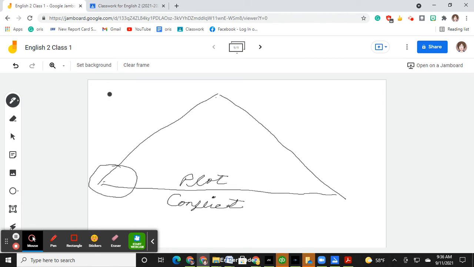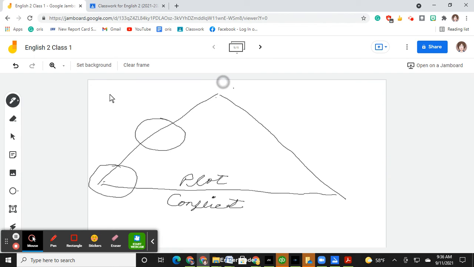And then we have some rising action. So some things start to happen here that tell us a little bit about what is this conflict that we were talking about. Some events happen where we start to understand what that problem is.